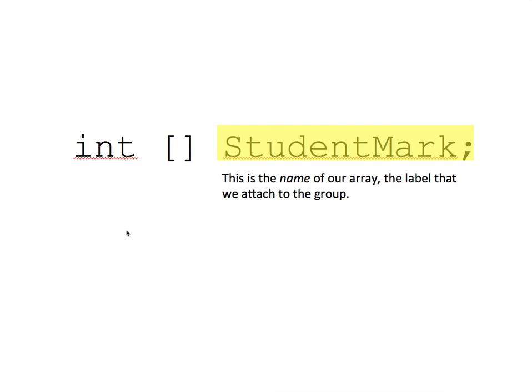So we specify the name of our array here, and the usual rules apply to naming arrays just as with any other variable. And then we terminate the line with a semicolon.